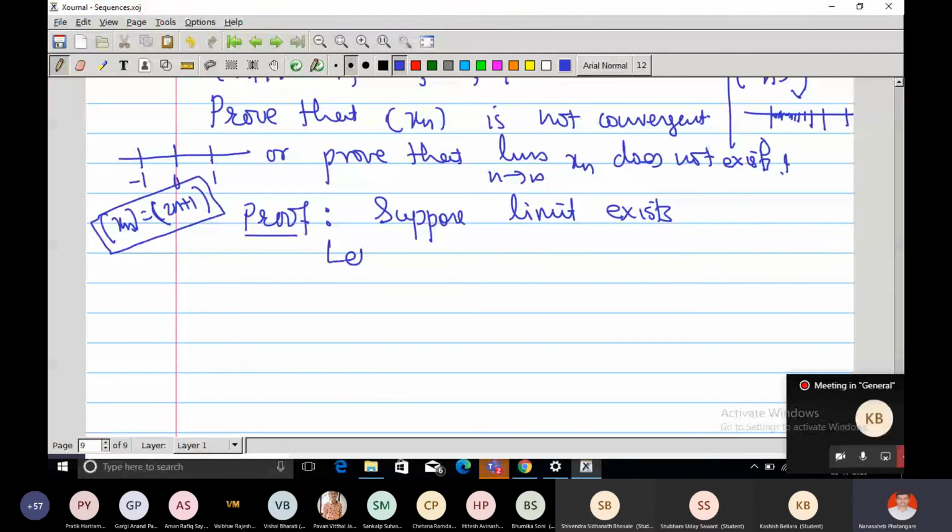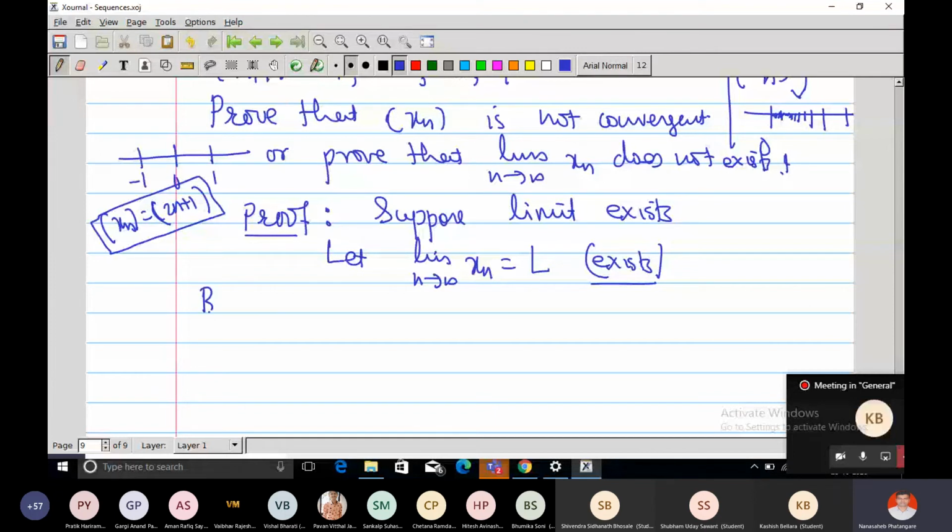So let the limit as n tends to infinity of xn be equal to L. Suppose it exists. Exist means it is a real number. Why does the limit of 2n plus 1 not exist? Because it is not in the real numbers; it is outside the real numbers, and we cannot see what is outside the real numbers. So exist means it is in the real numbers. So it is a real number L. Suppose the limit exists and it is L.